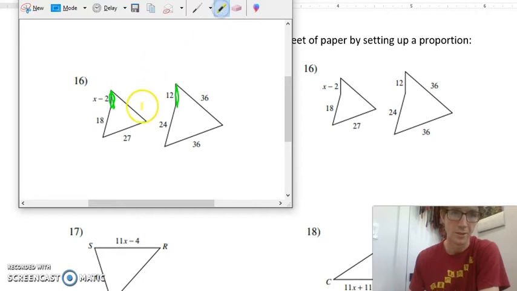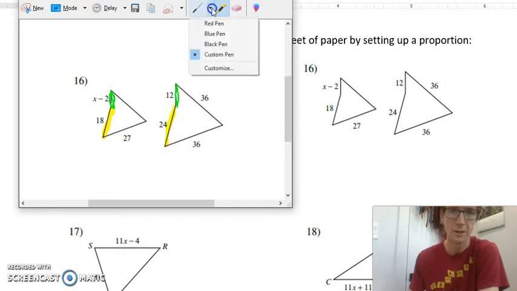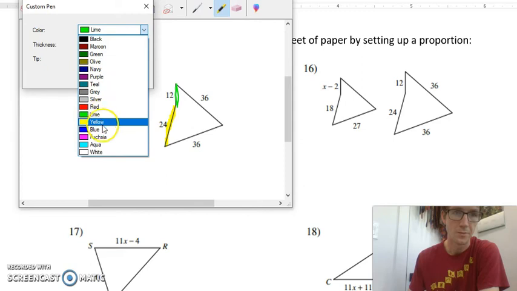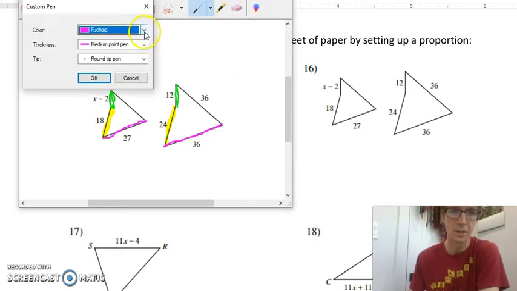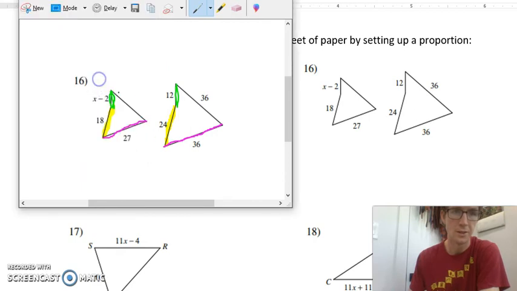Then I'll use the highlighter for this one. Then we know that 18 matches 24. So those two sides are corresponding. Then we know that 27 over here corresponds to 36 over here. And then these last two sides are also corresponding, so I'll pick a different color for that. Let's do teal. This side over here is corresponding to this side over here. Okay, and a bit of a squiggle there.